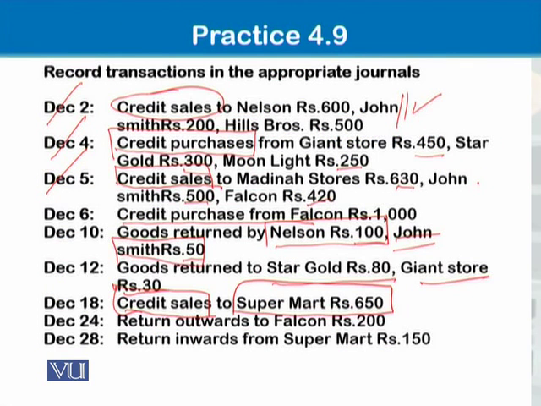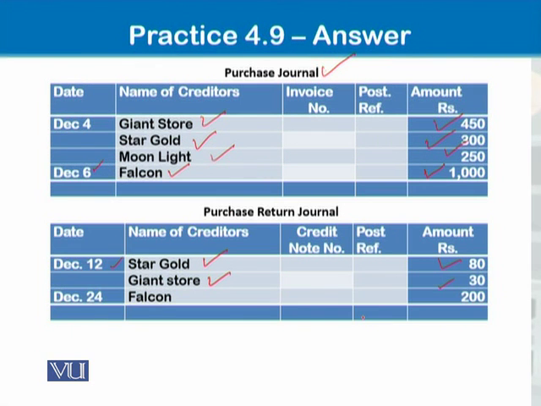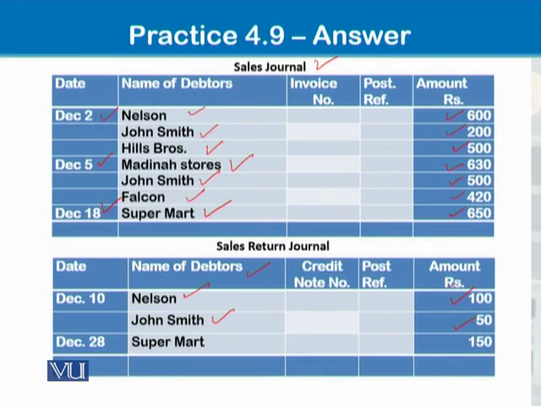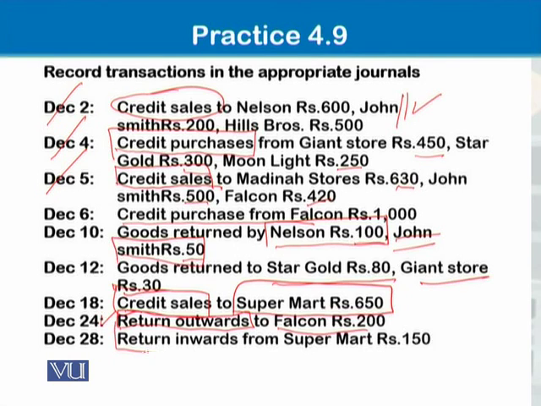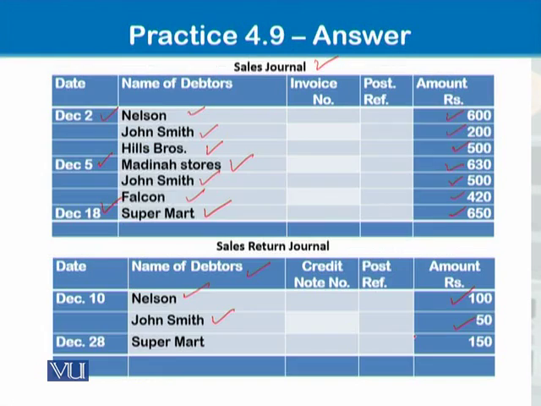Okay. Well, now comes December 24, returns outward. Return outward means we are returning to Falcon. So it is purchases return. Falcon, 24 December, 200. Okay. And return inward. We are receiving return from Supermart, 150. So in a way, this is sales return. So sales return journal, Supermart, 150.